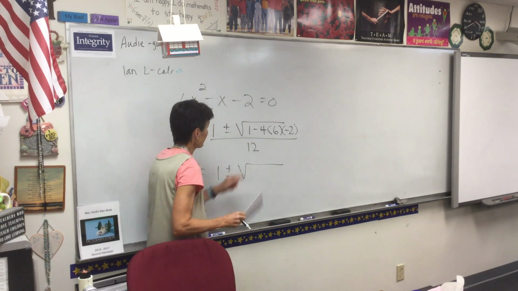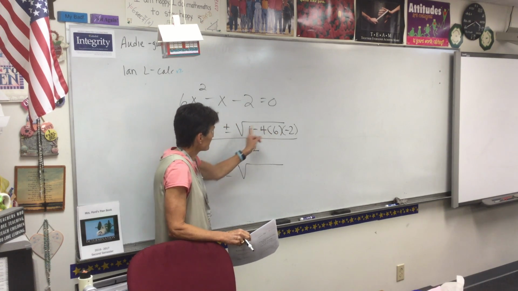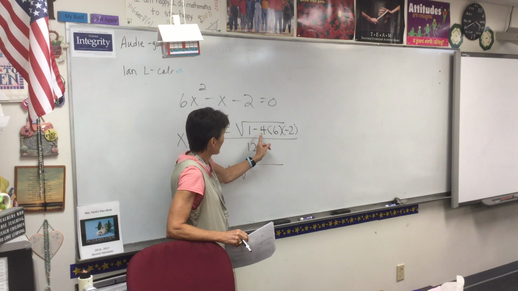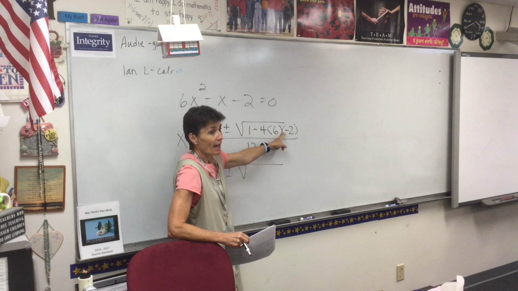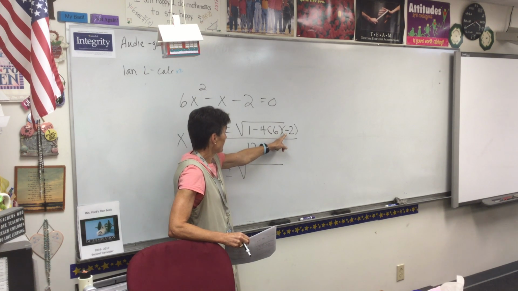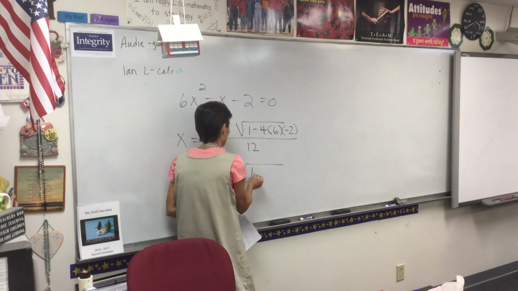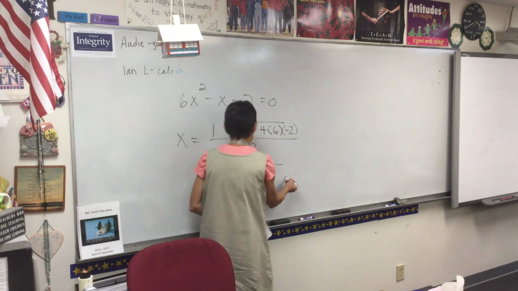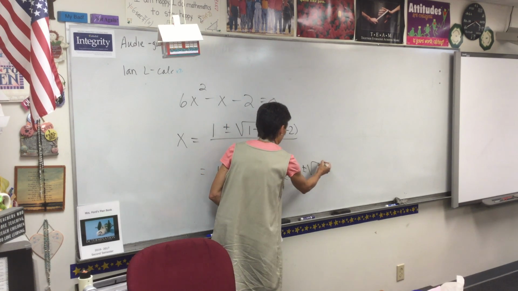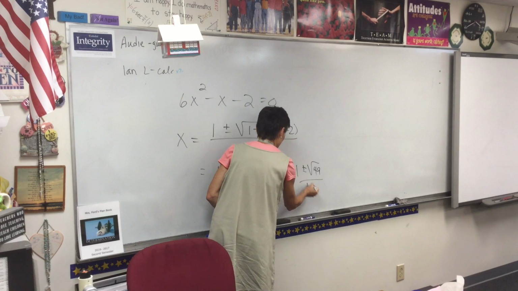Now we want to be really careful in here. Sometimes we just mess this up because we try to go too fast. It's a double negative, right? Yes. That means it's going to be an add. So what is this? 2, 12, 48. So 1 plus 48. Which is 49.